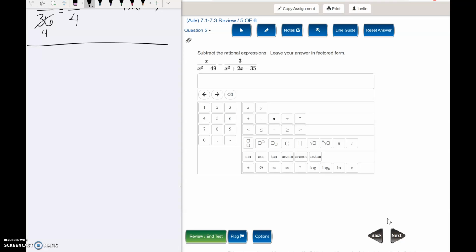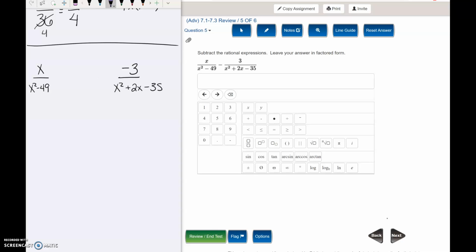Okay, the subtraction problem. I'm going to start by writing this a little bit more spaced out. x squared minus 49, and that negative, it's minus 3. I would put the negative with the 3 over x squared plus 2x minus 35. You can change it to plus a negative if you want to, but really just get that negative attached to the 3. It will save you in the long run.